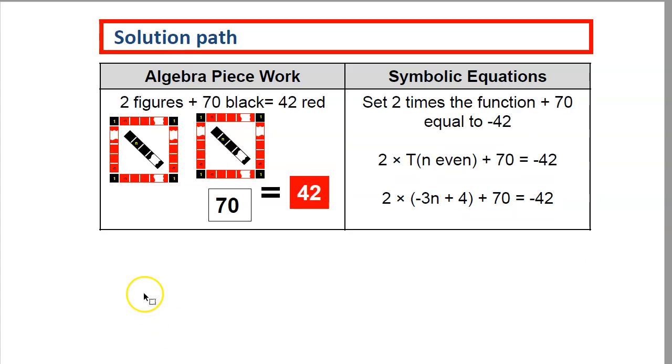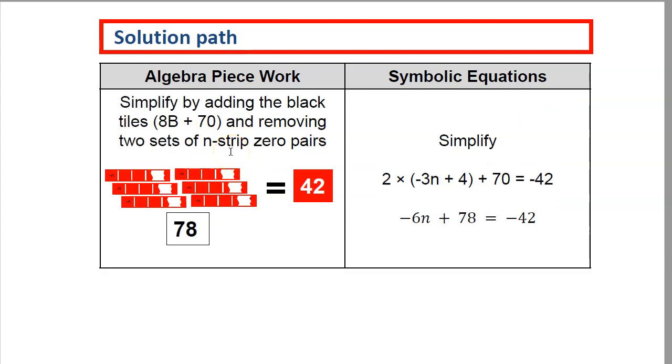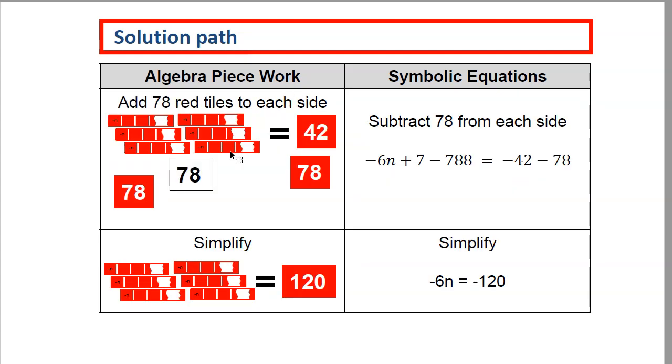Let's look back at those figures. Here we have the red plus the black n-strip, that's a 0 pair, and that's a 0 pair, so we can just remove them. On the right, we simplify, and we have negative 6n plus 78 equals negative 42. Now we add 78 red tiles to each side to get rid of those 78 black tiles, and then simplify to get 6 red n strips equals negative 120 red tiles.